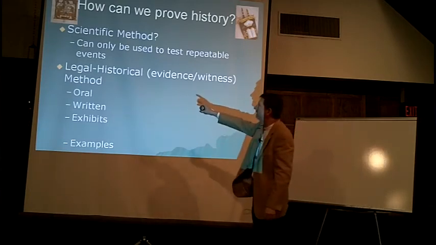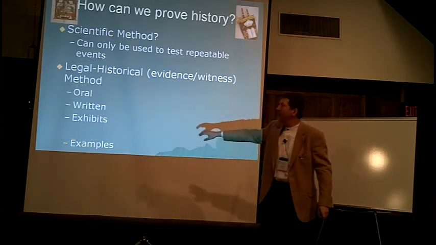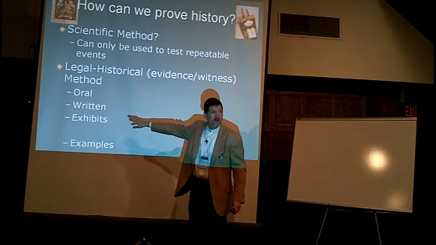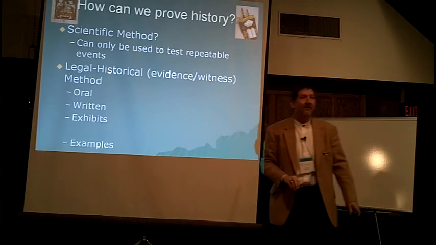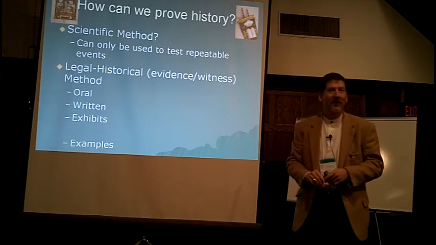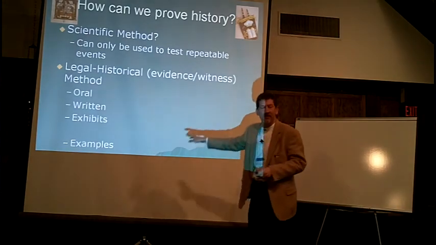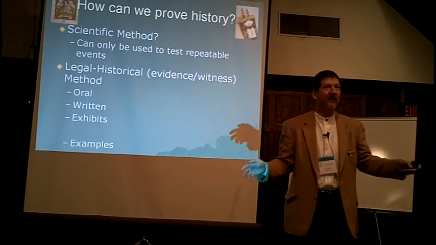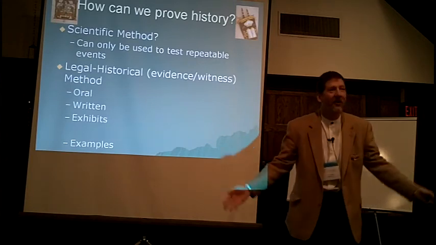We use what's called the legal historical method. The legal historical method is also called the evidence witness method. We use oral testimony, written information, and exhibits. Now, everybody is familiar with the legal historical method. You just may not have ever heard it called this before. You may have heard it called the evidence witness method. Where do we use this? All the time in our culture and society, and everywhere else in the world for that matter. In the courts. In the courtroom. That's right. This is used in the courts all the time.